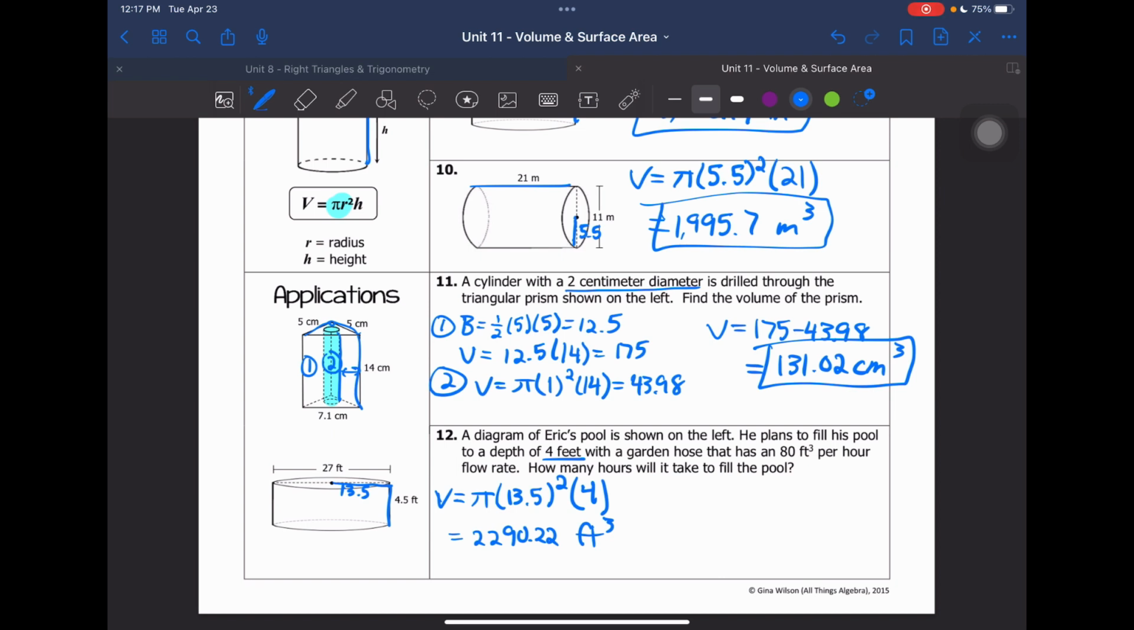And we're filling up this pool to this volume at 80 cubic feet per hour, and we want to know how many hours. So we're just going to divide that number by 80 to figure out how many hours it's going to take to fill up. This comes out to 28.63, and then let's label that as hours since we're talking about hours.